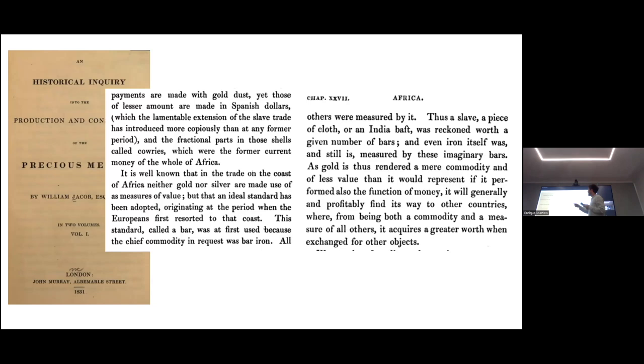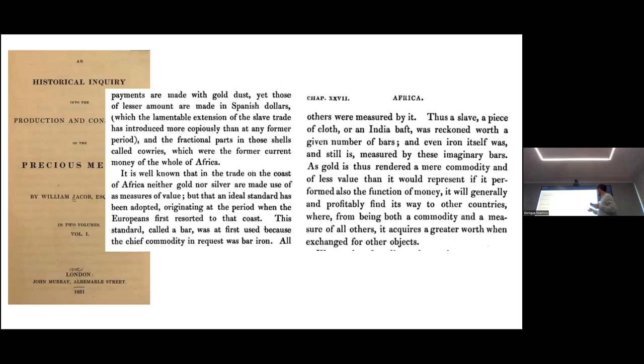And then here it says, it's well known that the trade on the coast of Africa, either gold or silver, made use of measures of value, but an ideal standard has been adopted, originating the period when the Europeans first resorted to that coast. The standard called a bar, in this case in Guinea, different names in different places. And then its point is that everything is measured against these imaginary bars, and gold is just a mere commodity here. So it's cheaper to buy gold in Ghana, Gold Coast, because it doesn't function as money.